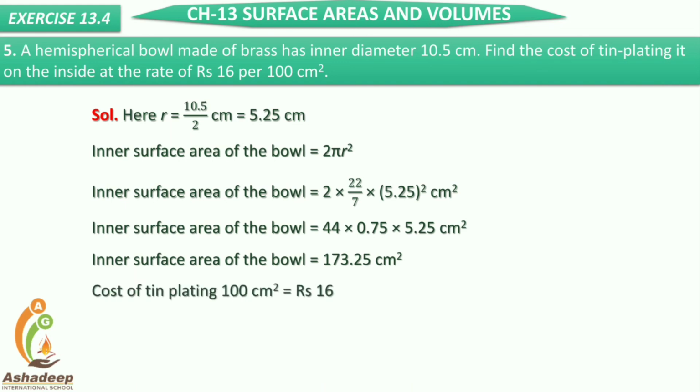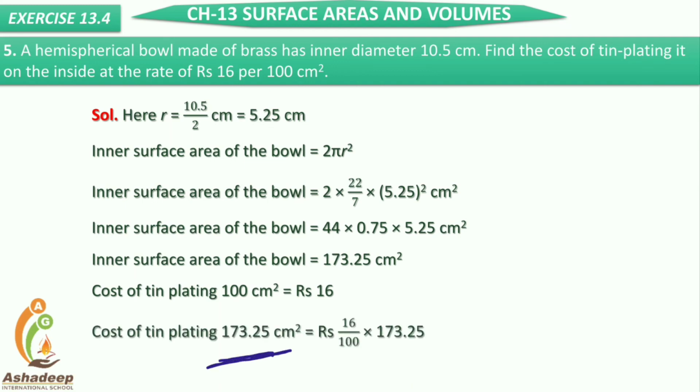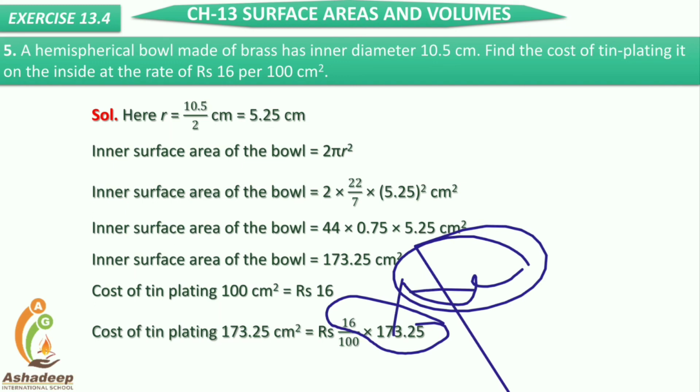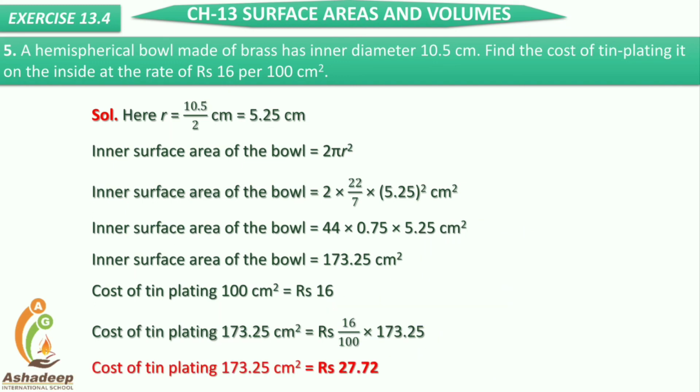Now we know that the cost of tin plating for the 100 square centimeter is 16. So cost of tin plating for the 173.25 divided by 100 multiply by 16. So you just multiply these two. Simply first of all multiply these two, and जो भी point है उसको दो बार move कर लो इस side. So you will end up with the 27.72 rupees.